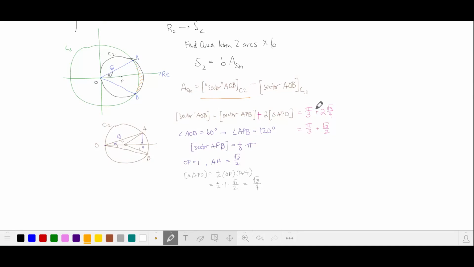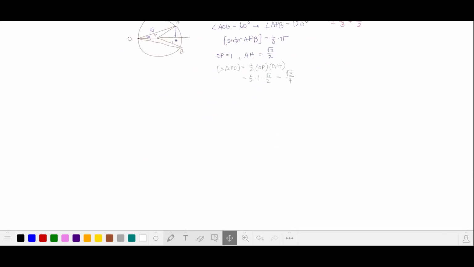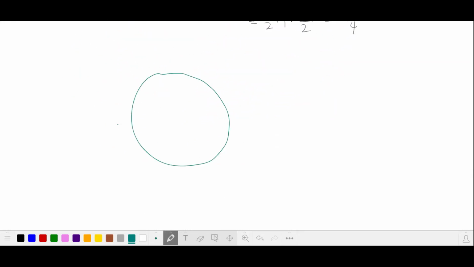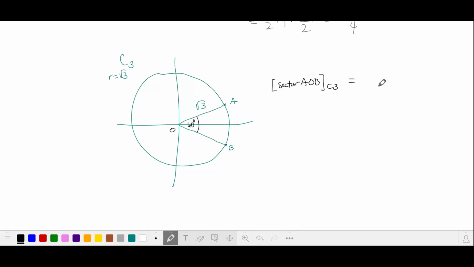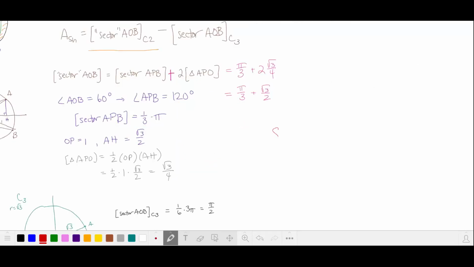Now let's find the area of sector OB on circle C3. This was our circle centered at the origin with radius √3. This angle is 60 degrees, so this is 1/6 the area of the circle, or pi/2. So S2 is going to consist of 6 of the area of these shaded regions, which we find by subtracting this sector from C3 from this so-called sector from C2. This simplifies to 3√3 minus pi.